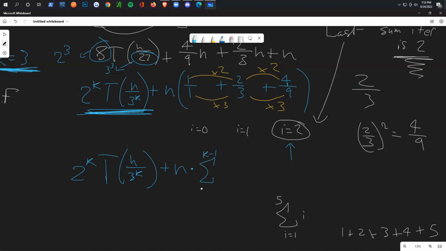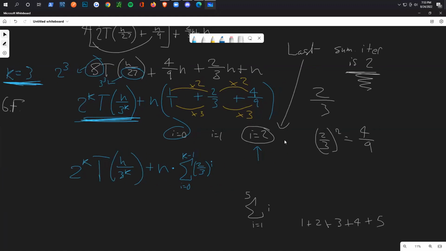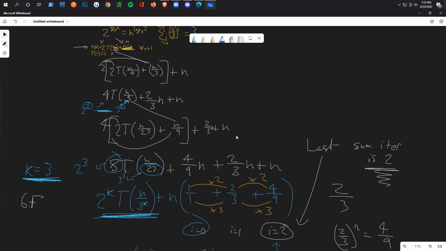So this is really times k minus 1. i starts at 0. We confirmed that because we have 1 over 1. And then what is the term that's changing in each summation? It's 2 over 3 to the power of i. Because notice, let's assume k is 3. Then this is going to go from 0 to 2. And that gives us all of these terms right here, this summation. And we can make sure that it's running based on k because we can just go back to the previous iterations. So this is a good way to check if you're on the right track.